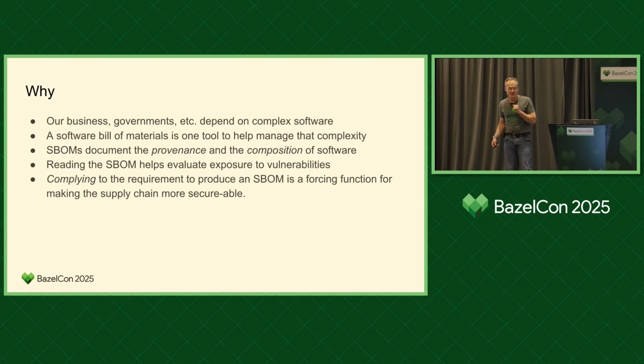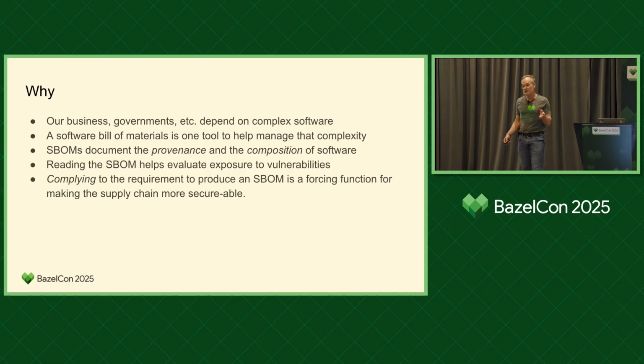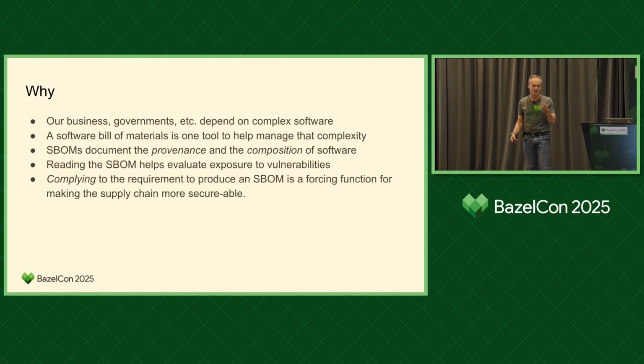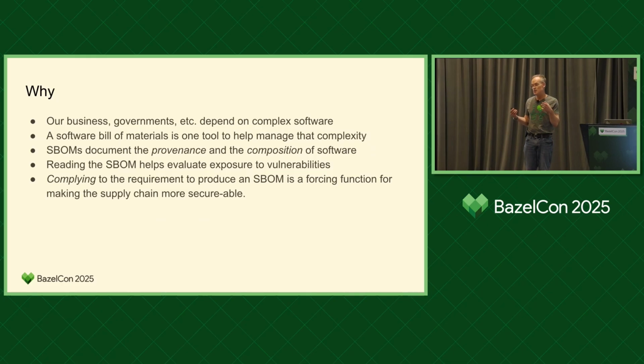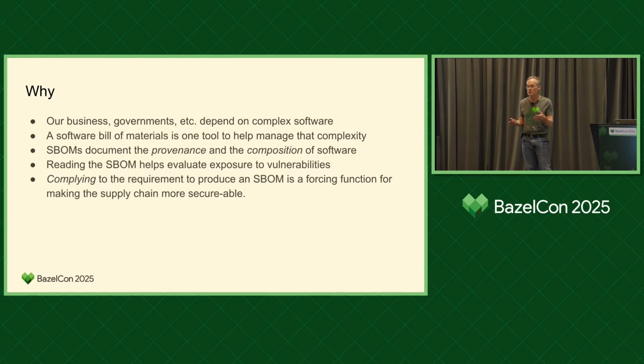An SBOM is a document that describes the provenance and the composition of software. We can read an SBOM to get an idea of the composition of the software that we're running. It might tell us about the vulnerabilities we're exposed to, the different versions of things that we're running.